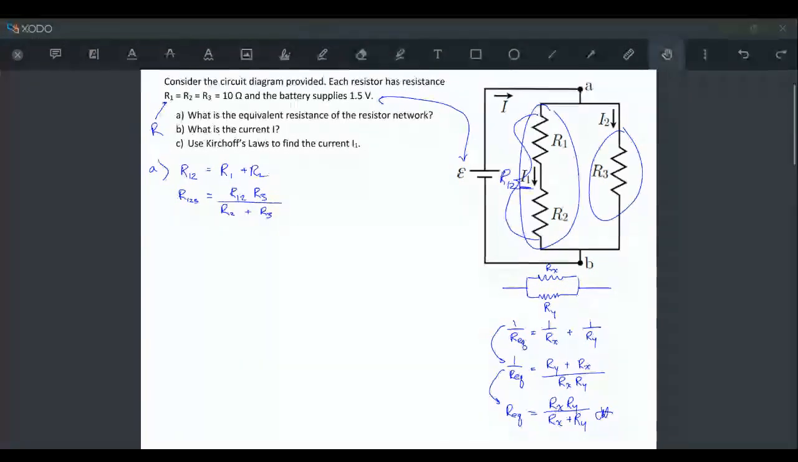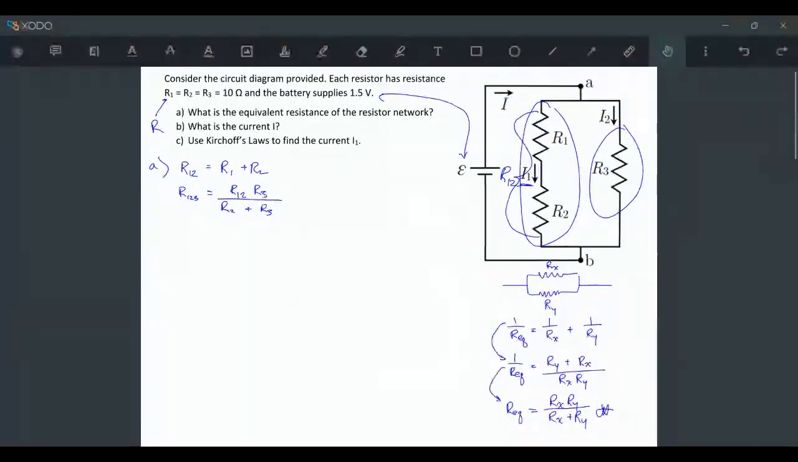At this point, we can insert what we found before for R12. So something like R1 plus R2 times R3, and then the denominator is R1 plus R2 plus R3. But remember, the details of the question told us these are all equal to 10 ohms. I'm not going to worry about the actual numbers, but since they're the same number, I said we'd call these R. So everywhere we see R1, R2, or R3, because they have the same resistance, let's just replace that with R.